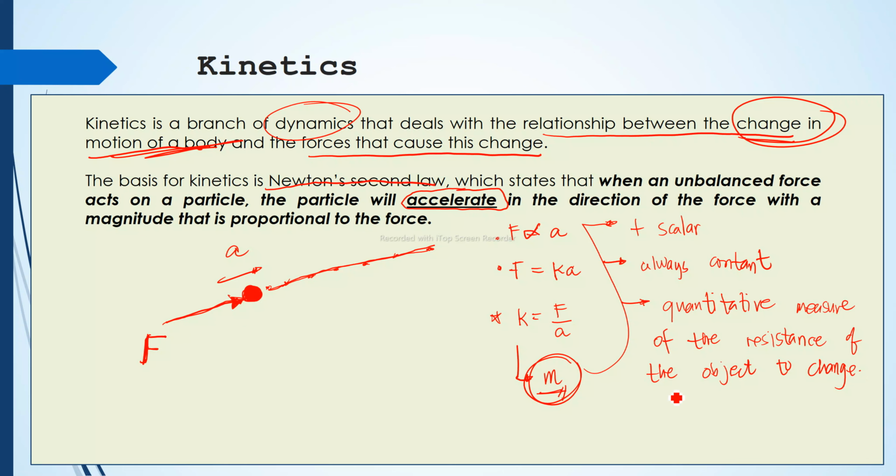So what is inertia? Just imagine it: the heavier the object, the more difficult it is to change its velocity. So the greater the mass, the greater the inertia.